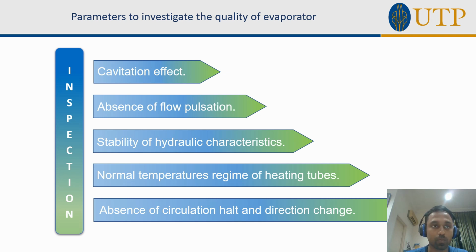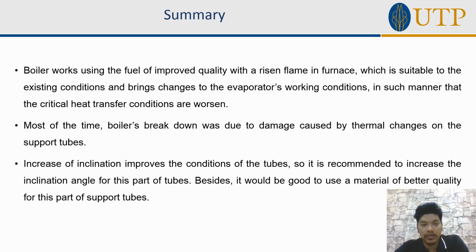Thank you. So I would like to summarize our overall presentation. Thus, the boiler works using fuel of improved quality with a risen flame in the furnace, which is suitable to existing conditions and brings changes to the evaporator working conditions in such a manner that the critical heat transfer conditions are worsened. Most of the time, the boiler's breakdown was due to damage caused by thermal changes on the support tubes. Increase of inclination improves the condition of the tube, so it is recommended to increase the inclination angle for this part of the tubes. Besides, it would be good to use material of better quality for this part of the support tubes.